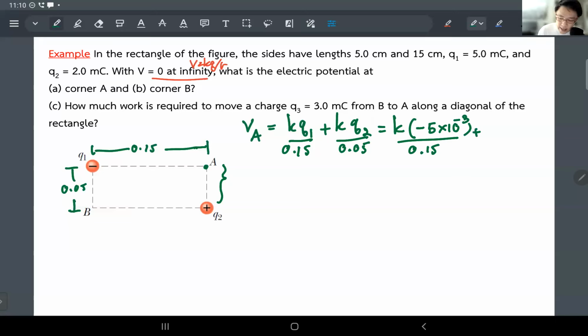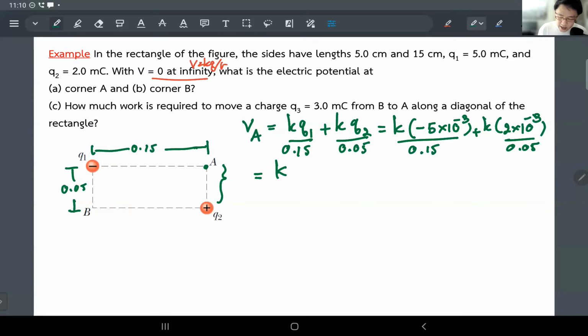Plus kQ2 is positive, so it's 2 microcoulomb. Micro is 10 to the negative 6. 0.15. Isn't that nice? Okay. Now, because I want this to be very clear, I'm going to have to work out these numbers just a little bit. I like this one to be as close to the final form as possible.